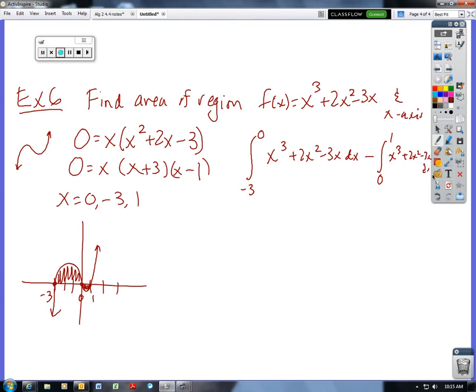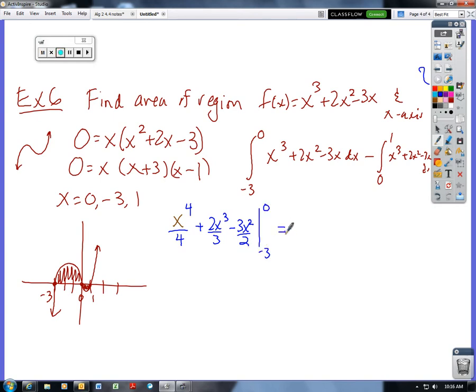And now we get to go through and crunch all the numbers. That's the tedious part, and the part where we have to be careful so we don't make mistakes. So I'm going to go to a new color. I like blue. Okay, so let's integrate. X to the 4th over 4 plus 2x to the 3rd over 3 minus 3x squared over 2. And we're going to integrate that from negative 3 to 0.